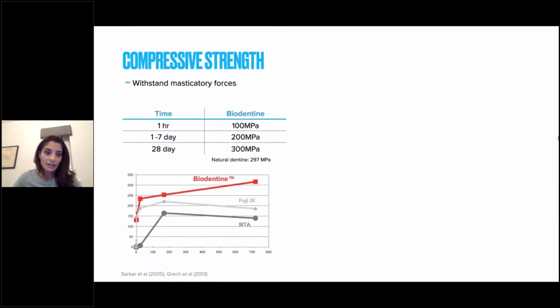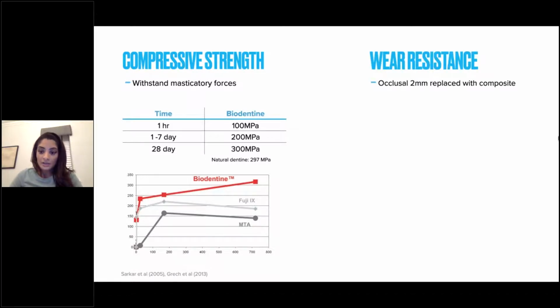And you can see the compressive strength is a lot better than, for example, MTA or GIC. It does wear, however, so the occlusal 2 millimeters does have to be replaced with composite. Even if you do the two-stage technique, I would say after about 2 weeks to a month, ideally come back and replace it with a composite. You can leave it a little bit longer than that if you need to, but you just need to be a little bit careful because it does wear a lot more than some other materials.